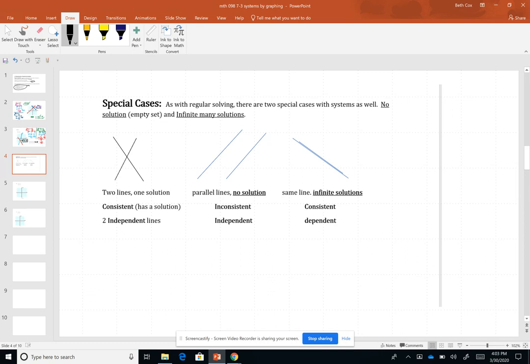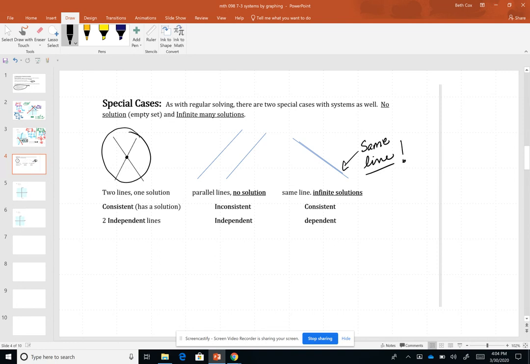All right, so I did the first 2 examples. Here we go. We have special cases. So this time, the first 2 problems we did were this type, where we had 2 lines, they crossed, and we got one answer, which was the point in the middle. But we know that sometimes lines are parallel and they don't cross. And then in this situation, we could have the exact same line and we would have infinite solutions. It's the exact same line. Now, it looks different, but it's not.